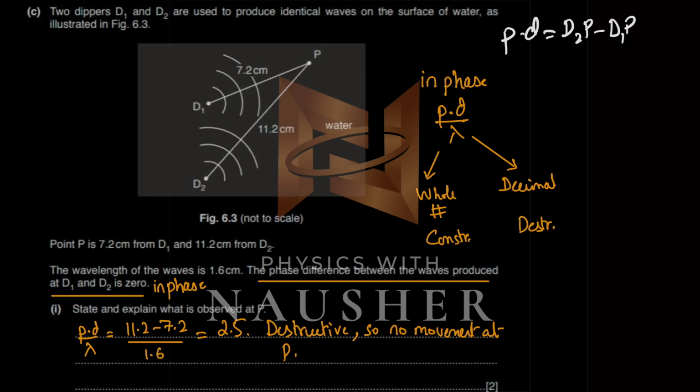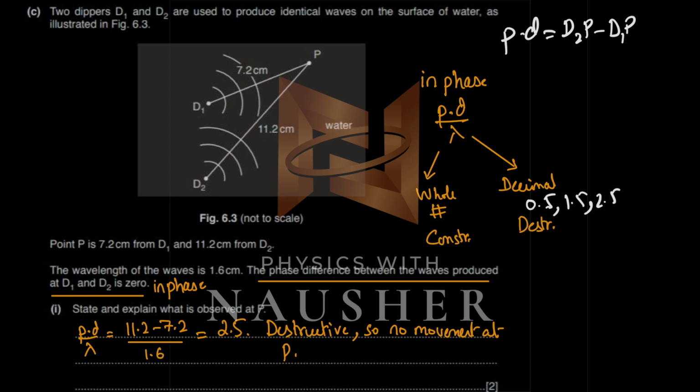So let's find out. Path difference to lambda ratio, 11.2 minus 7.2 divided by 1.6 gives me 2.5. So it's destructive. Hence, there will be no movement at P. And remember, in your case, either you will get a whole number or your decimals will be in 0.5. So it could be 0.5, 1.5, 2.5. If let's say it's 2.2 or 2.1, then it's partially constructive, partially destructive, but that's not in your syllabus. So they will never give you 0.2 and 0.3 and ask you to comment. They will always ask you to comment on destructive. Destructive means 0.5, 1.5, 2.5, any number with a 0.5, or you could get 1, 2, 3, which will be a whole number that will show constructive.